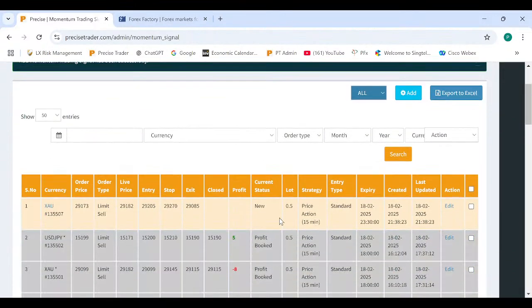Then what we can do is, we have to pay close attention, and if 2914 breaks, then we should see the price moving lower towards 2908. So what we can do is put in another order.